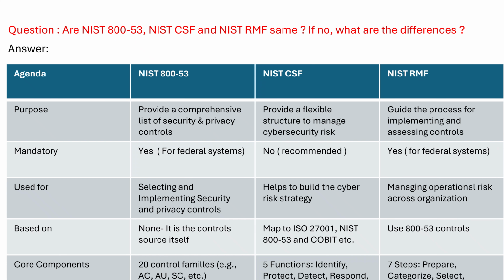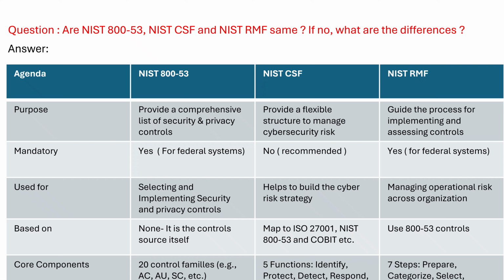Are NIST 853, NIST CSF and NIST RMF the same? If not, what is the difference? This is the question. So NIST 853, CSF and RMF are not exactly the same. US federal agencies have advised to mandate these frameworks. What are these? Let's discuss. The purpose of NIST 853 is to provide a comprehensive list of security and privacy controls, but CSF provides a flexible structure to manage the cyber risk, and RMF belongs to the process of implementing and assessing controls.